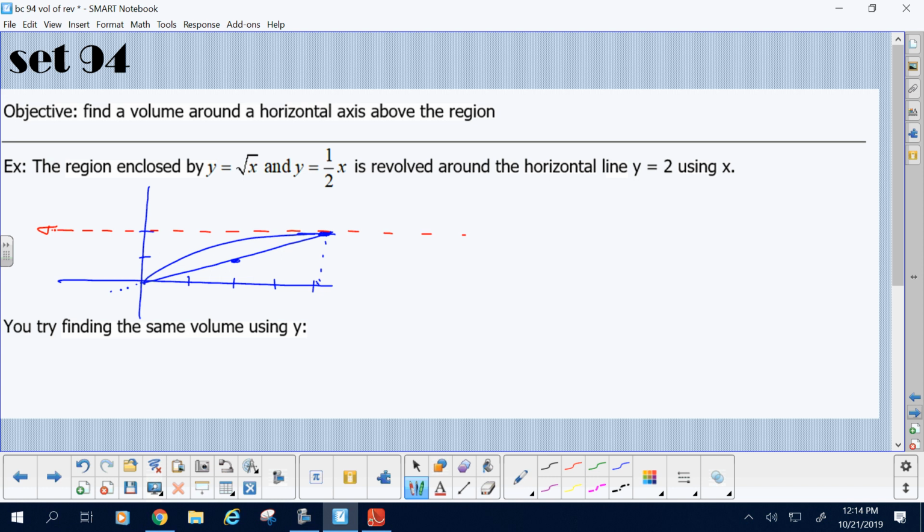So if I revolve, then it would go whoosh, and the reflection would be more like this and this. That's not good. I'm going to try it again. So go up to 4 on the axis. So the top is straight and the bottom is curving. And it says using x. All right, so if we're using x, then what kind of sliver or rectangle will we do? Up and down or side to side? Up and down. If I do an up and down rectangle and revolve that rectangle, then I get a washer.